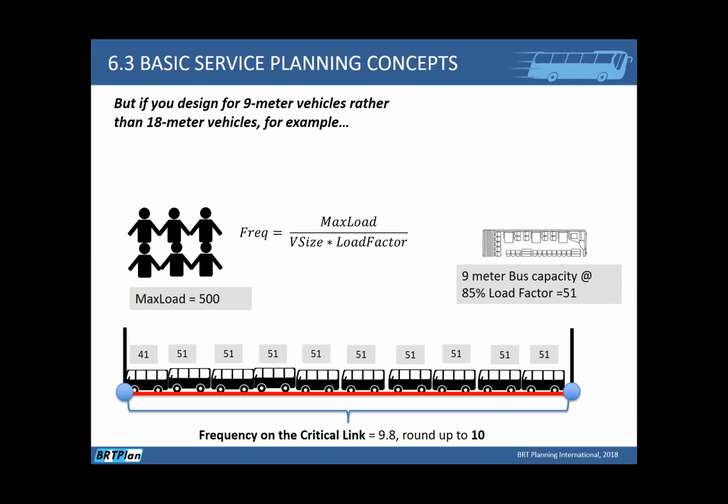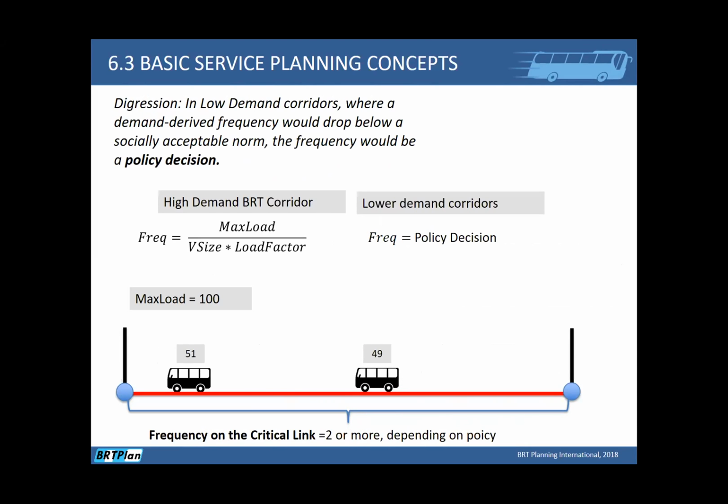Now, what happens if you decide to use a 9-meter bus? Well, you still have the same maximum load on that link. So let's say it's 500. Now you can have a frequency of 9 buses per hour to move the same number of people. Now that's obviously much better for customers because a bus comes by every few minutes rather than 4 times an hour. So, but how do you make that decision? That's what we're going to discuss next.